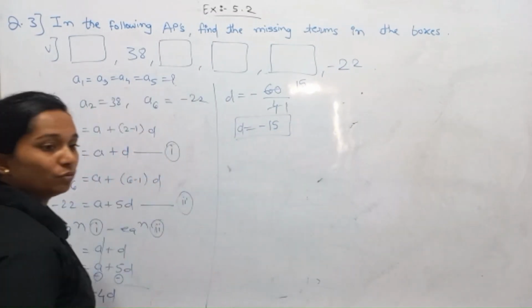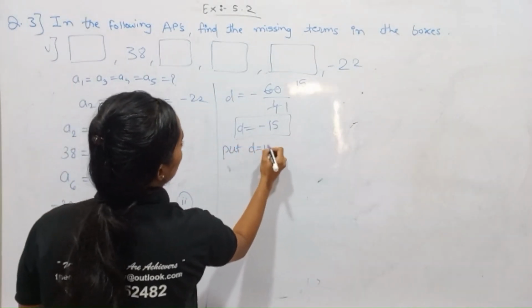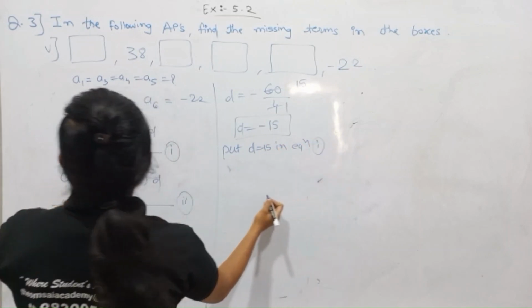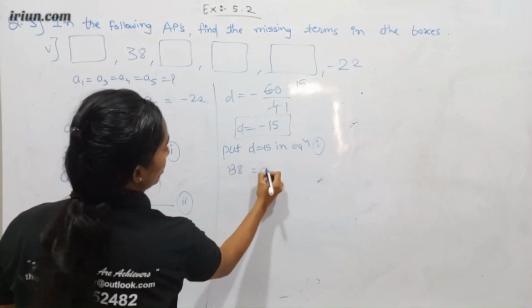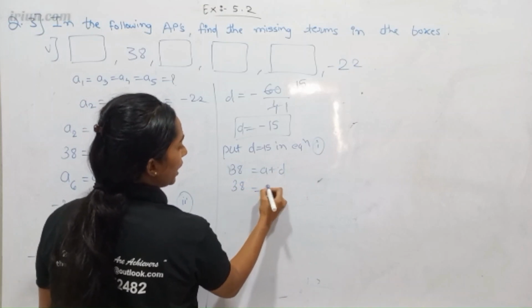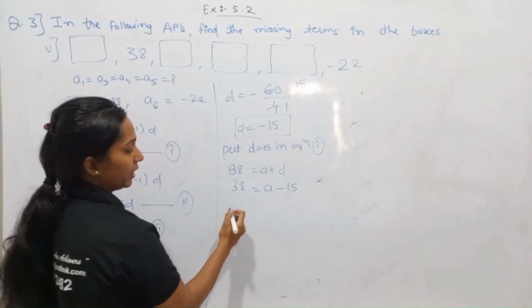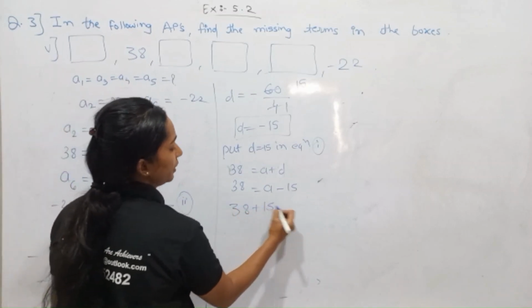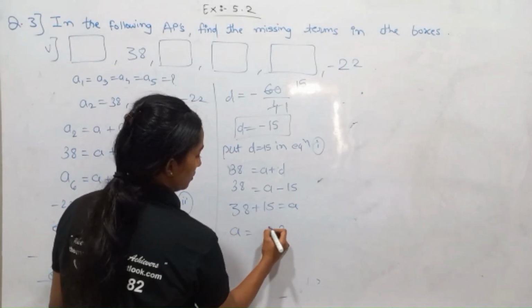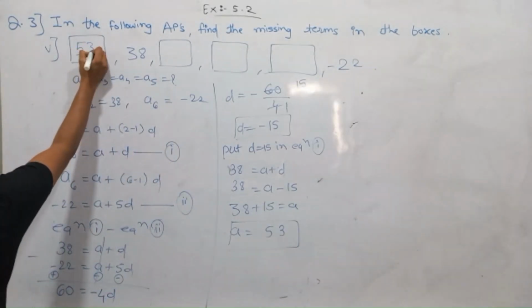Now I can find out A. Put this value of D, D is equal to minus 15, in either equation 1 or 2. I am going to substitute in equation 1, 38 is equal to A plus D. 38 is equal to A, distance is minus 15. This minus 15 shifted to LHS becomes plus. So 38 plus 15 is equal to A, and A is nothing but 53. So this is how I got my first answer.